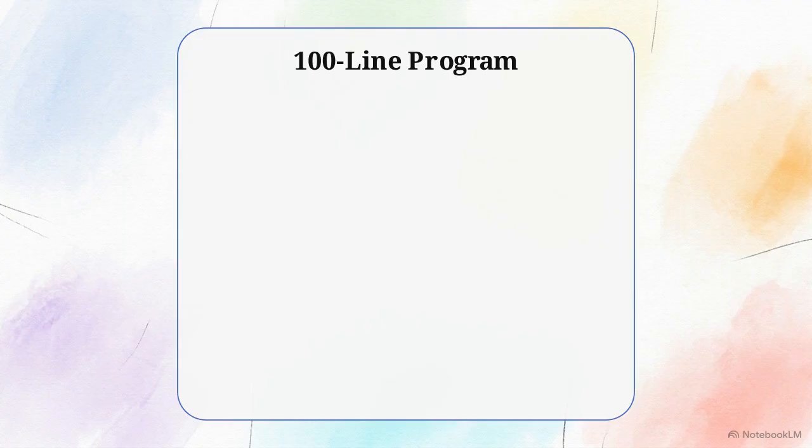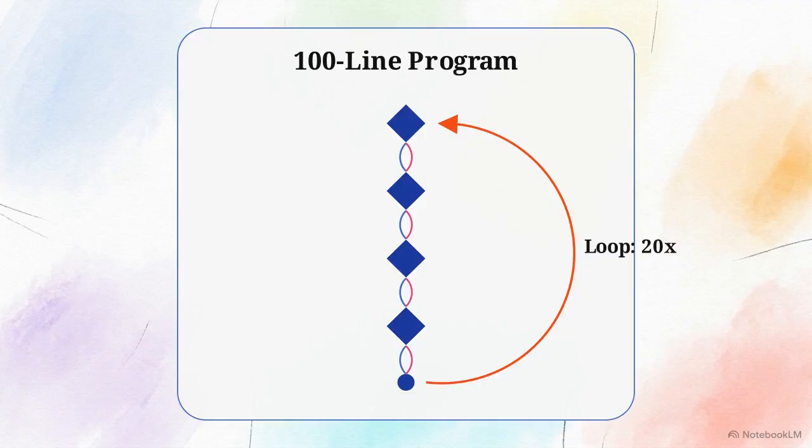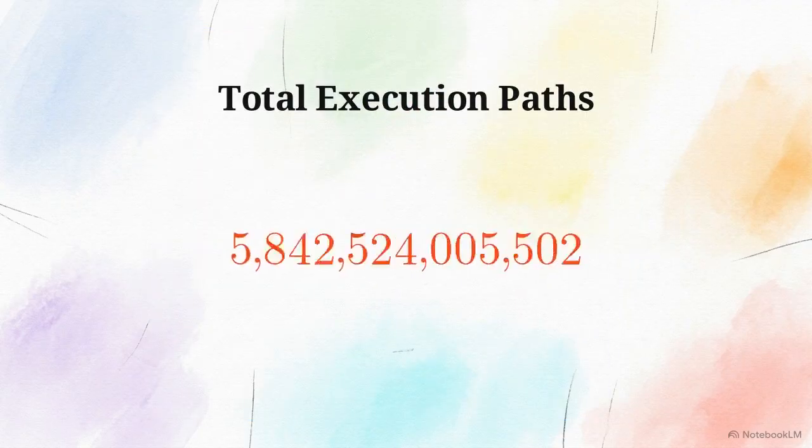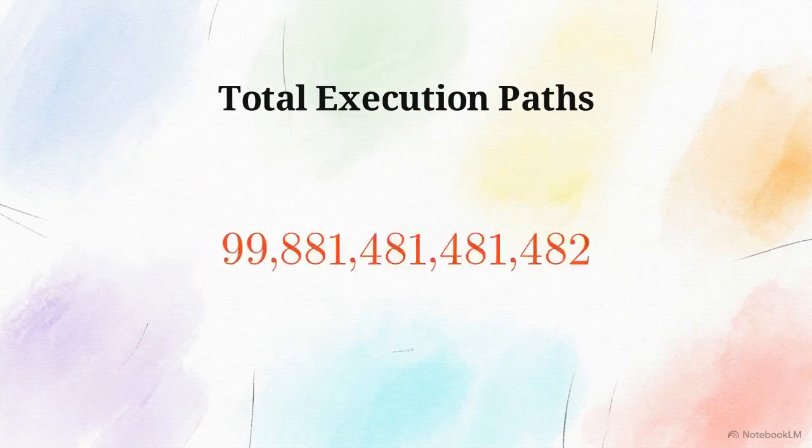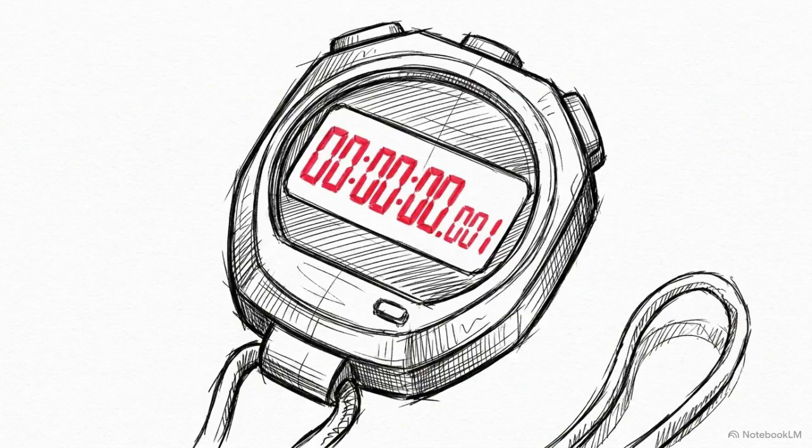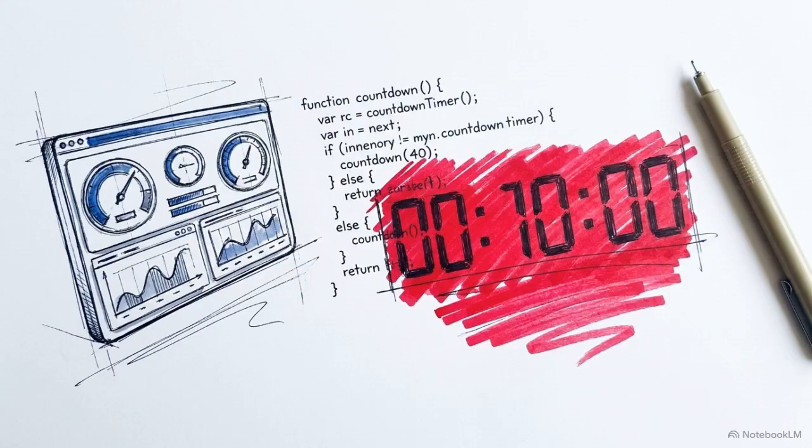Take a standard 100-line program. If you put 4 simple if-then-else constructs inside a loop that runs 20 times, that single structure yields roughly 100 trillion possible execution paths. If you could execute one test every single millisecond, it would still take over 3,000 years to run through every possible path in that tiny block of code.